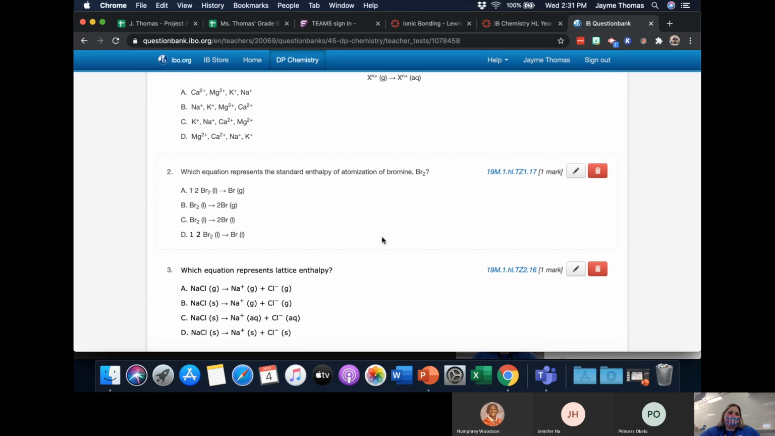All right, so number 2, which equation represents the standard enthalpy of atomization of the bromine molecule? So remember, atomization, that's where we're taking our diatomic molecule, we're breaking that bond. So we're cutting it in half and making 2 bromine atoms. They're not ions yet. That's a different step. So which one do you guys think is the correct one?